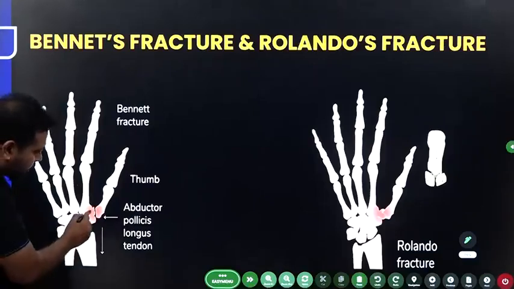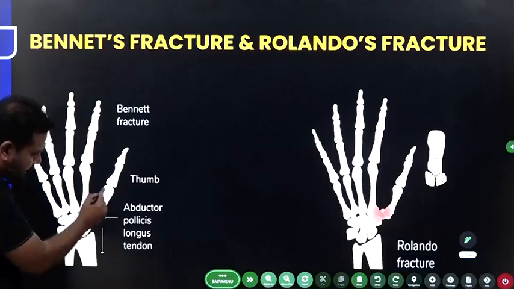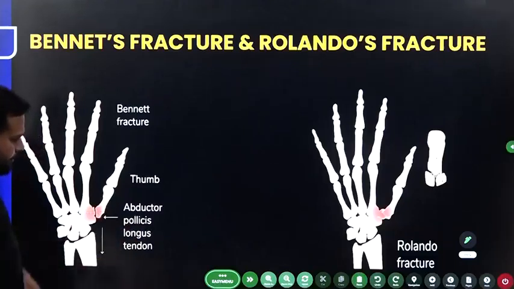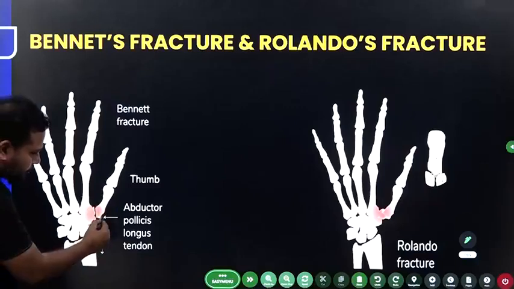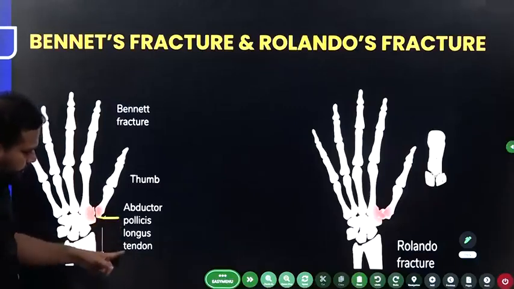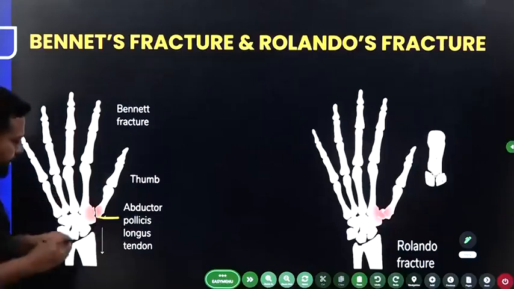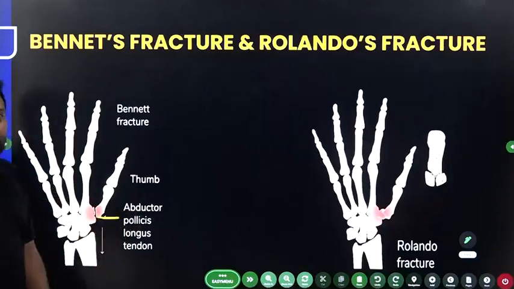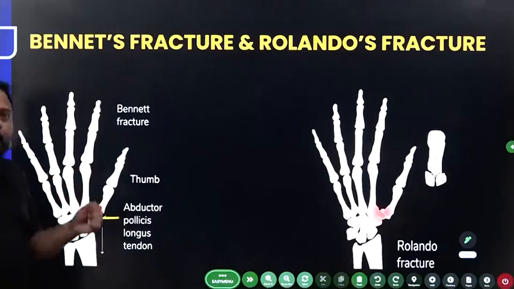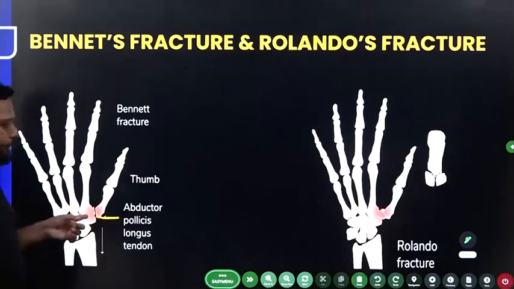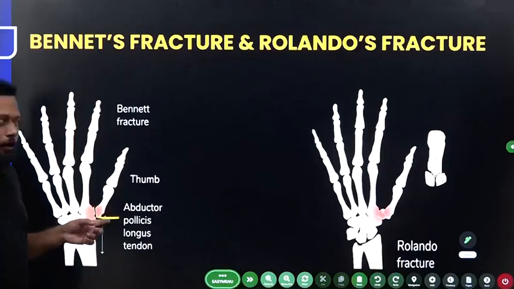So this small chip is the proximal fragment. This big chunk, this metacarpal, is the distal fragment. When you see, the distal fragment is attached to an important tendon called the abductor pollicis longus tendon. So this is an intra-articular fracture and one end is attached to the abductor pollicis longus tendon. So it is pulled by a tendon like an avulsion fracture. So it needs fixation. Otherwise this will go for non-union.